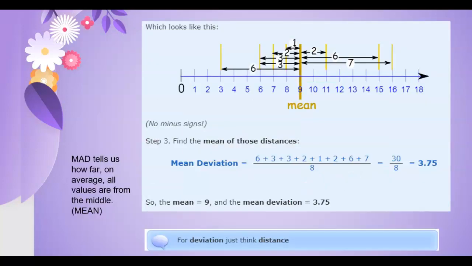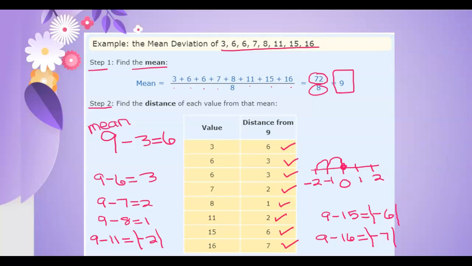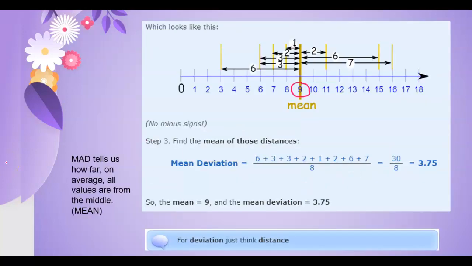But let's look at the points on the number line. All right, here is our mean, right here. And each one of those sets of data, 6, 3, 3, 2, 1, 2, 6, and 7, that's how far away they are from the mean. We figured that out over here on this table. Here they are, 6, 3, 3, 2, 1, 2, 6, and 7. It's just showing that here on the number line.